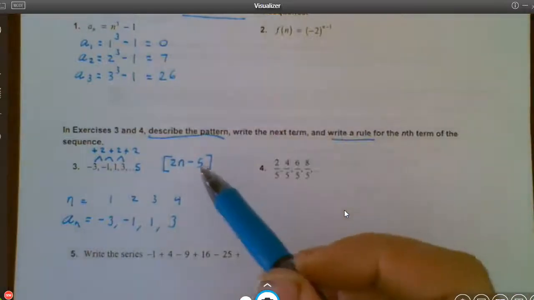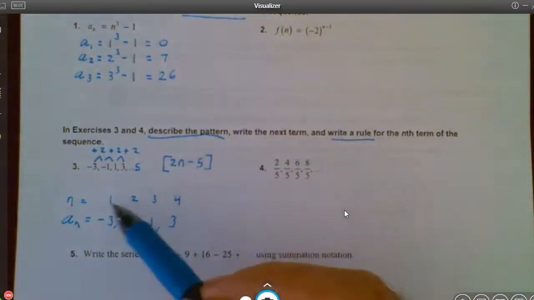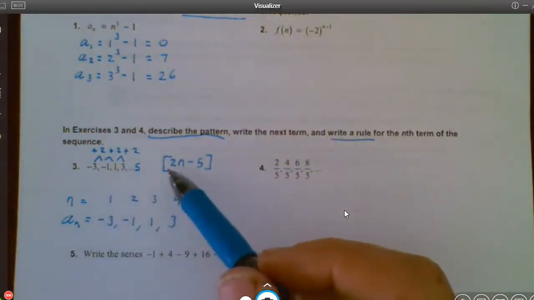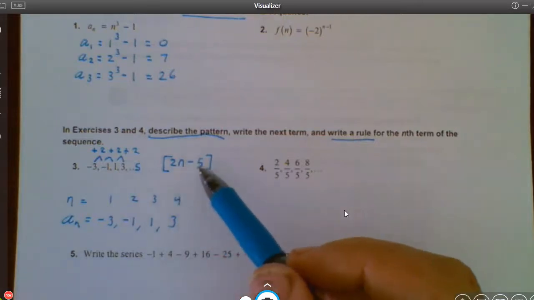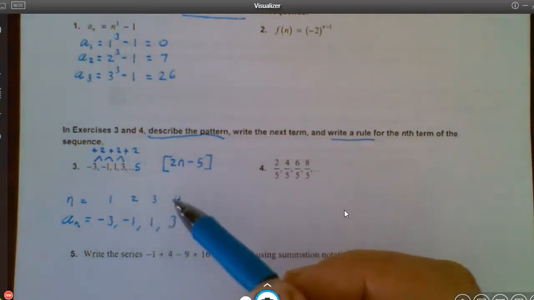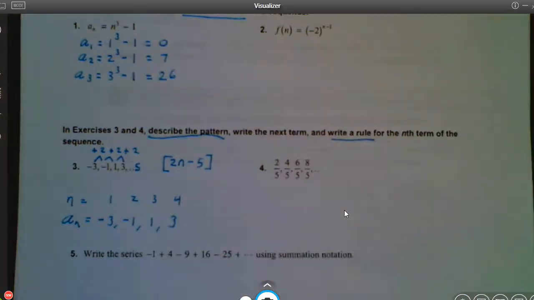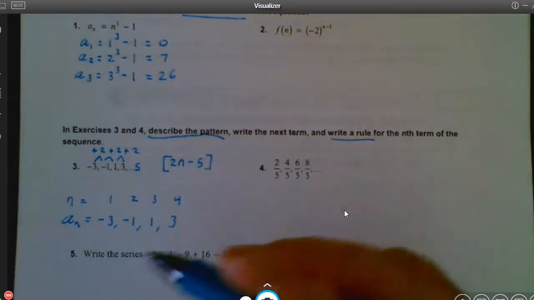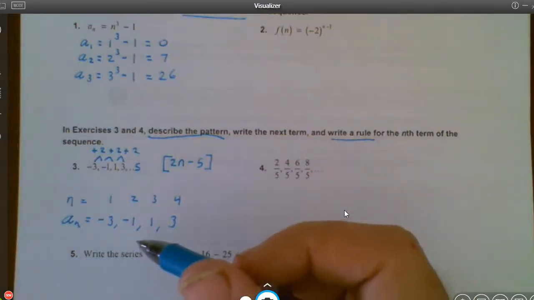And so you can see if you test it that this rule does work. If I plugged in a 1, 2 times 1 is 2, minus 5 is -3. And you can test any of these numbers and they're going to fit if I plug them in for my rule here. So this can be a pretty tricky process to do.